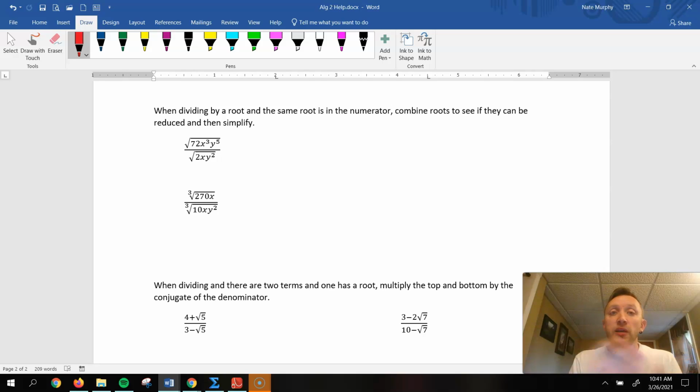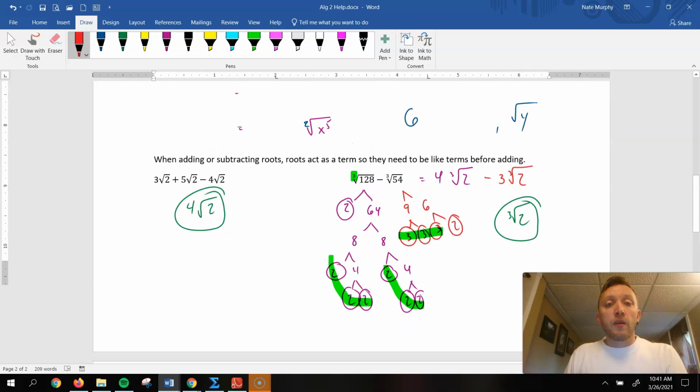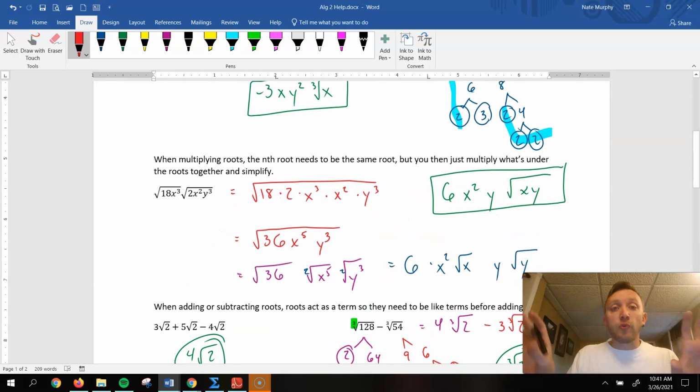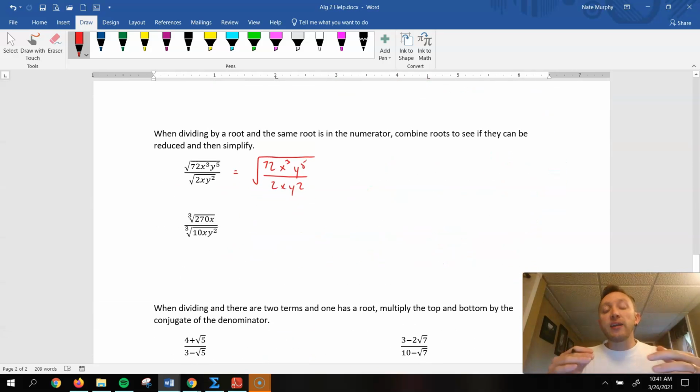What you're going to do, and I noticed you did this in your quiz, is combine this underneath a single root. So I would have the single root of 72 x cubed y to the 5th, all in the numerator, and then 2xy squared in the denominator. Just like when we multiplied the square roots, we combined them under the same root and then simplified. We're going to do the same thing here with dividing. Since we're dividing, we put these underneath the same root and then simplify. Underneath that root, I can reduce, because 72 divided by 2 would be 36.